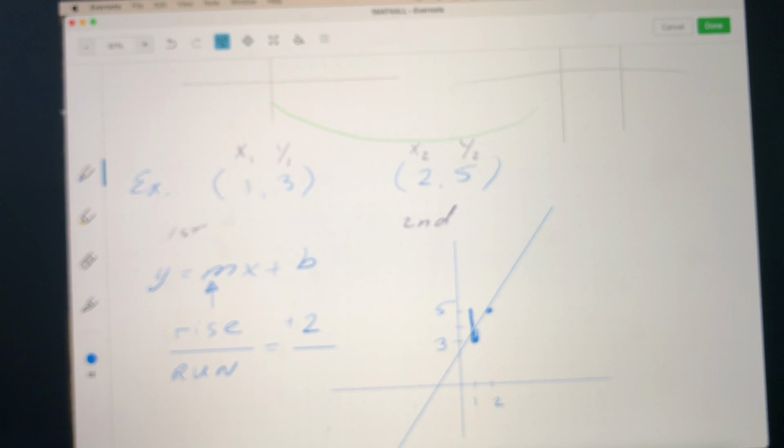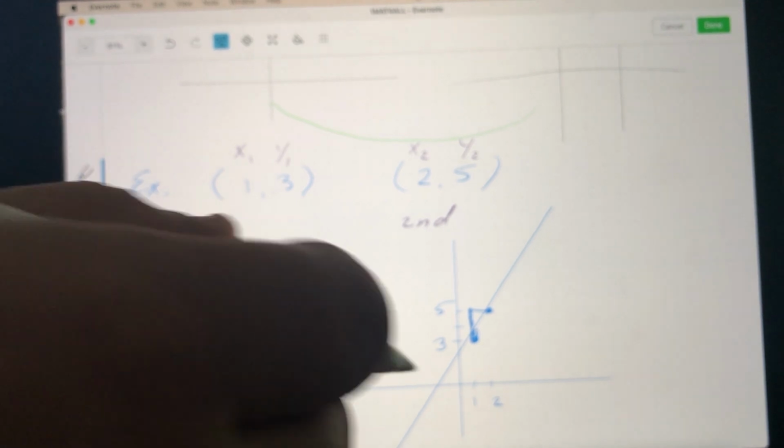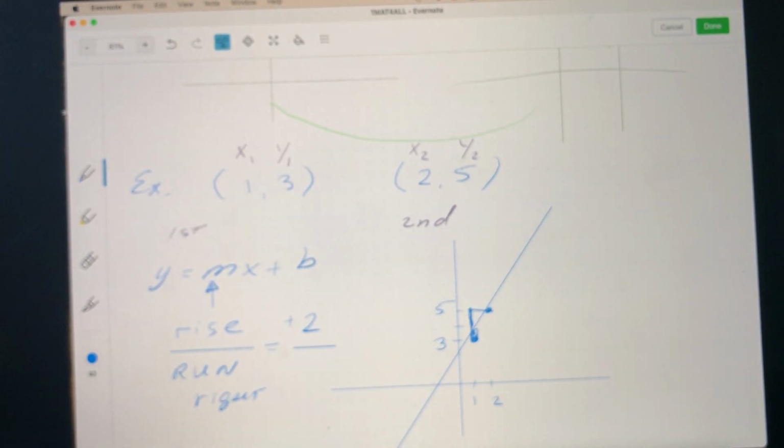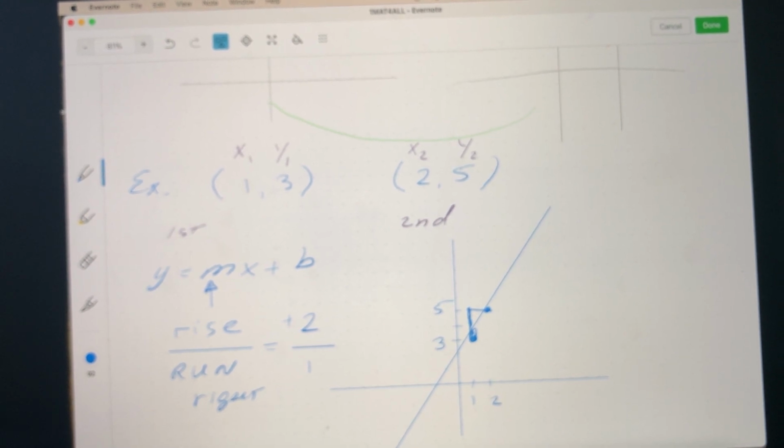What is my run? Run is always to the right. So how far to the right did I have to go to get from this location to my actual point? And that's 1 unit. From 1 to 2 is a distance of 1 unit. So the run is 1, which means I now have my slope. It's 2 over 1, which is 2.